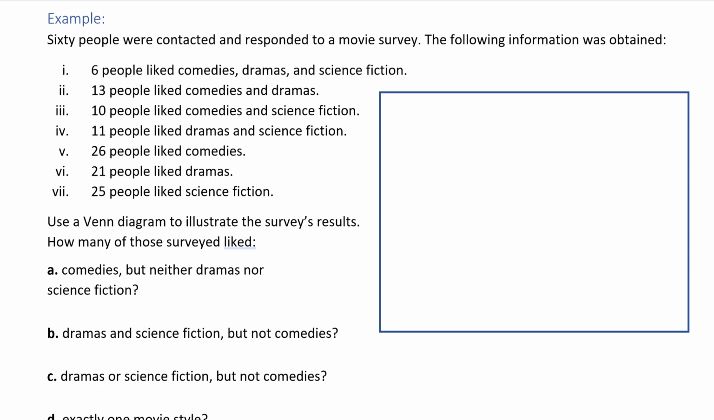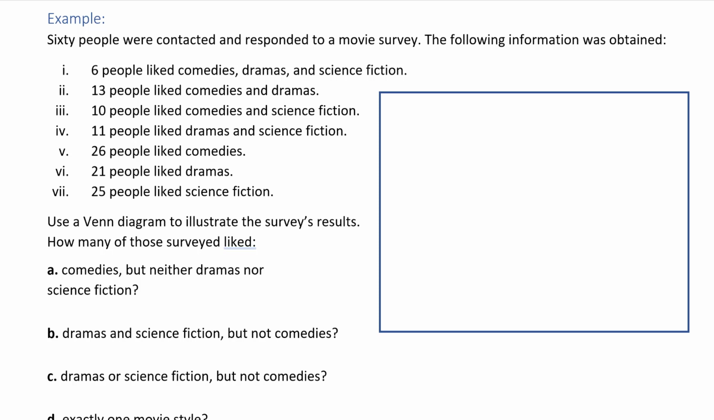Okay, so here's our last example. 60 people were contacted and responded to a movie survey. The following information was obtained. 6 people liked comedies, dramas, and science fiction. 13 people liked comedies and dramas. 10 people liked comedies and science fiction. 11 people liked drama and science fiction. 26 total people liked comedies. 21 people liked dramas. And 25 people liked science fiction.